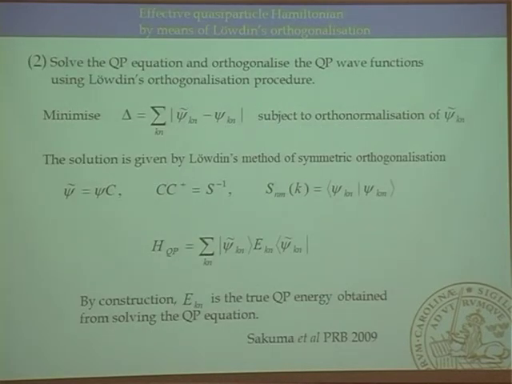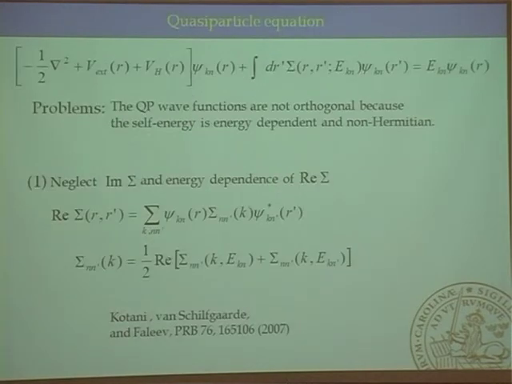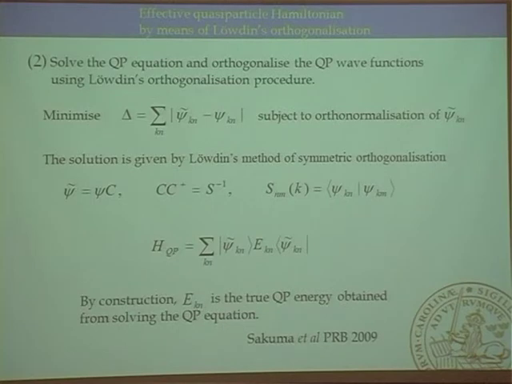Alternatively, one could also solve the quasi-particle equations as they are. So you just solve this, and you can find the energies. And then one tries to orthogonalize the quasi-particle wave functions using Löwdin's orthogonalization procedure. So basically, one would like to minimize these differences subject to orthonormalization of psi k n. This can be done. There is a well-defined procedure for doing this.